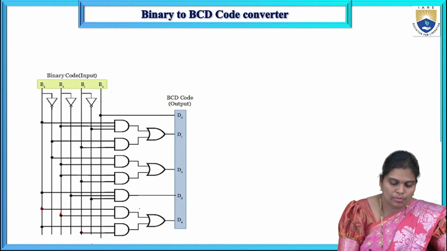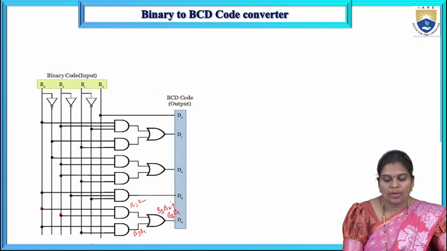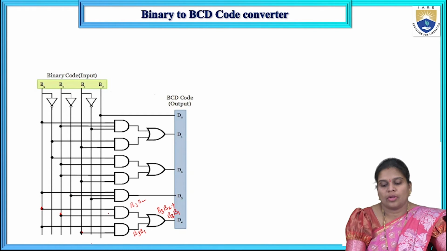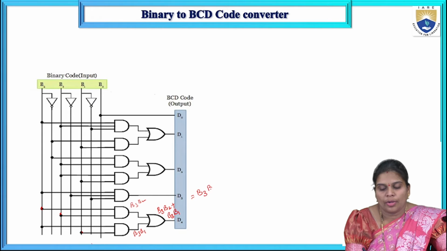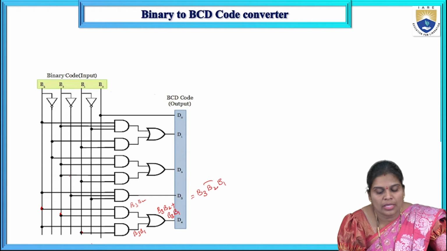So, B3, B2 plus B3, B1. Similarly, for this D3 also, B3, B2 bar, B1. So now this D3 equal to B3, B2 bar, B1. For this D2, B3 bar, B2 and B1. So D2 equal to B3 bar, B2 plus B2, B1.